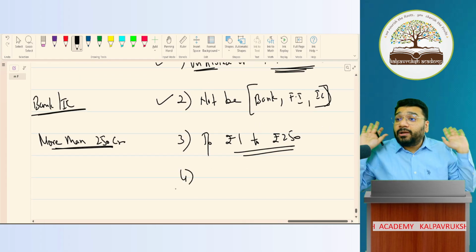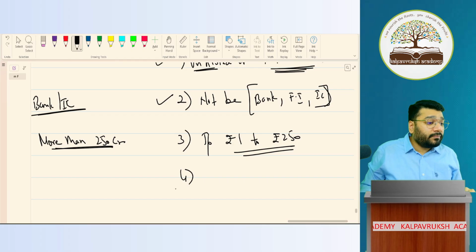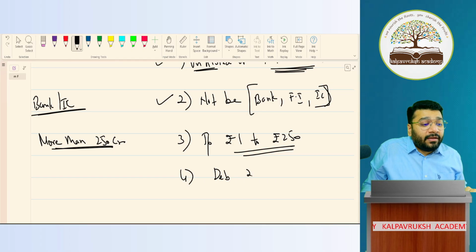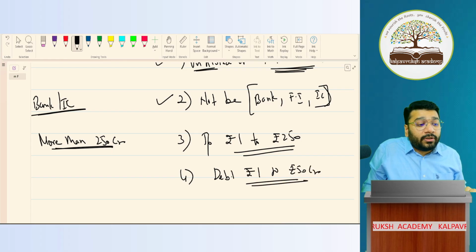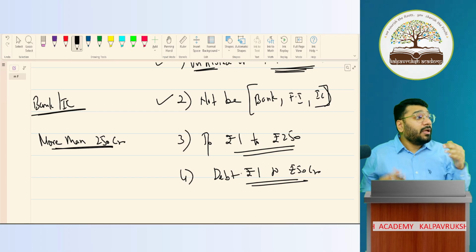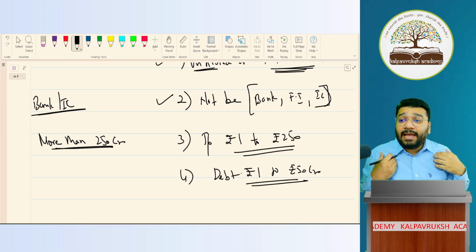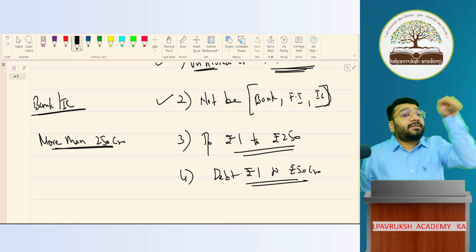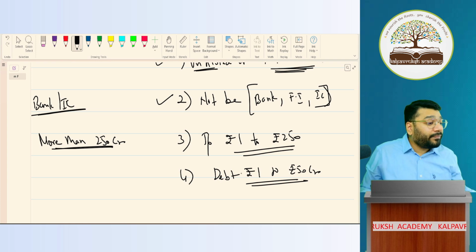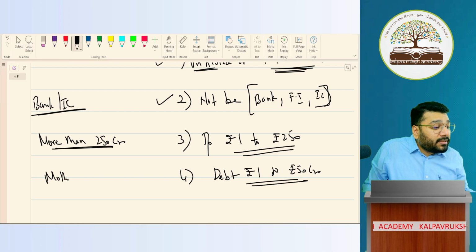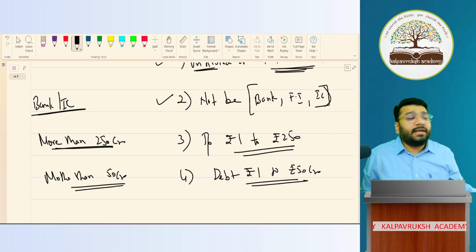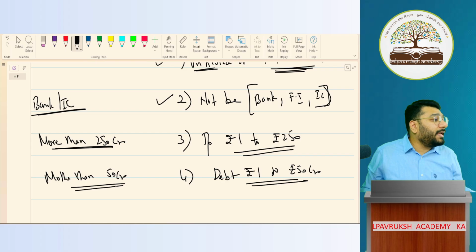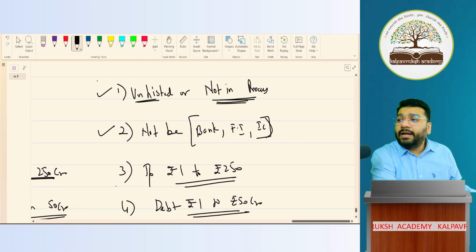For me to become a small or medium company, debt should be from rupees 1 to rupees 50 crore. It should not be more than 50 crores. My debt should not be more than 50 crores. Then I'll be a small company. Sir, if my debt is more than 50 crore and 1 rupee only extra, then by default you become a non-SMC. So if debt is more than 50 crore, it is a non-SMC. Any problem? 4 criteria solved.